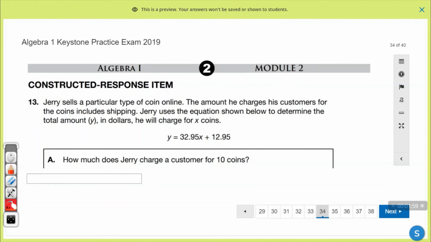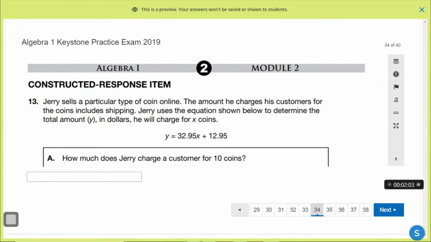Now we get to our first constructed response item here, number 13. Jerry sells a particular type of coin online. The amount he charges his customers for the coins includes shipping. Jerry uses the equation shown below to determine the total amount Y in dollars he will charge for X coins. How much does Jerry charge a customer for 10 coins?